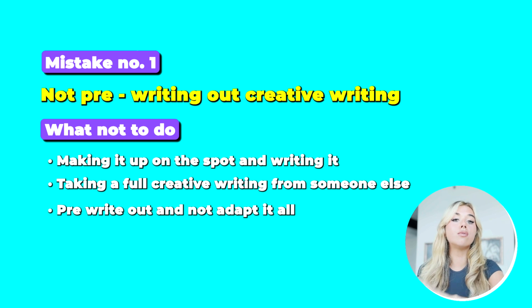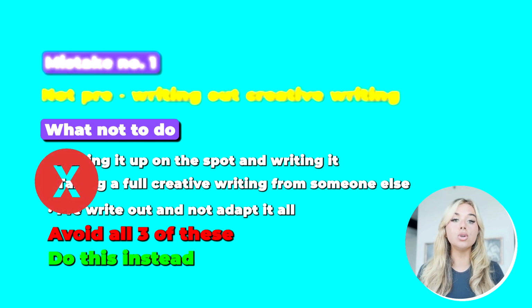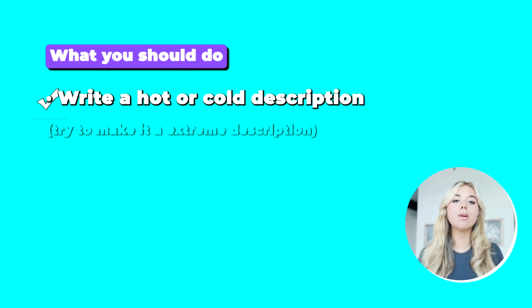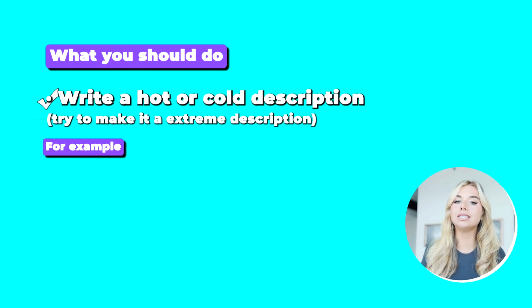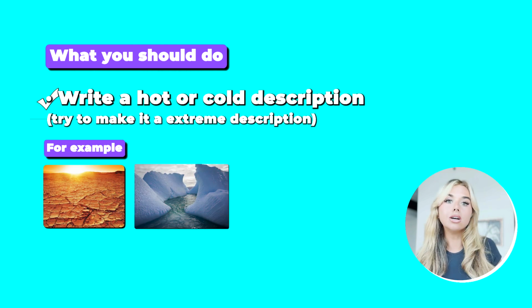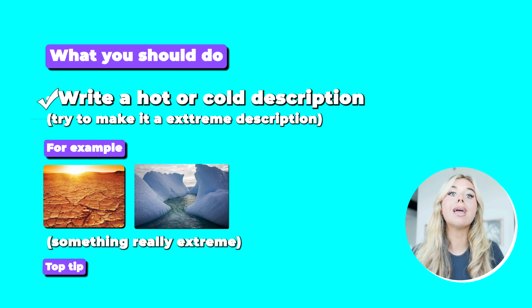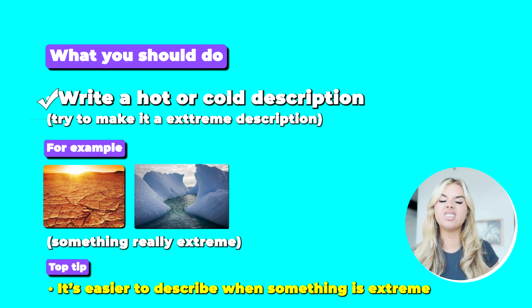Or other people will then pre-write out a whole bit of creative writing, but actually take it from another story. Don't do that. Or they might pre-write out a lovely piece of creative writing, but they don't adapt it at all. So what we're gonna do is we're gonna avoid all 3 of those. And this is what you're gonna do instead. You're gonna either write a hot or cold description and try and make it an extreme description, like a desert, being in the Antarctic, something really extreme, something really hot or really cold, because little top tip, it makes it a lot easier to describe if it's something extreme.